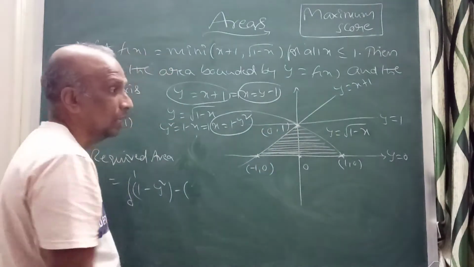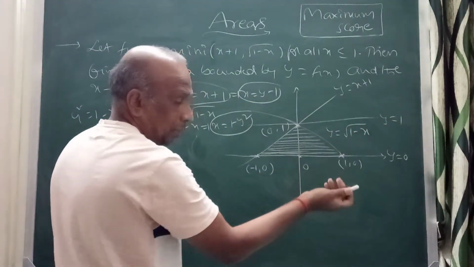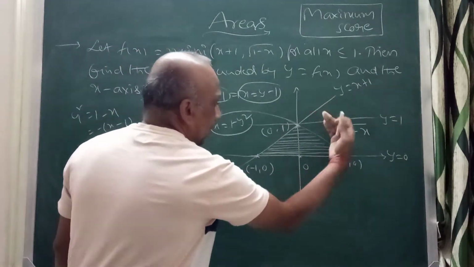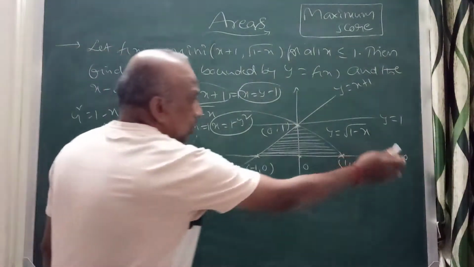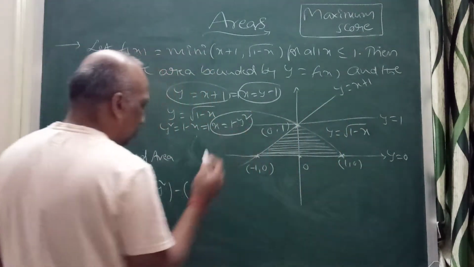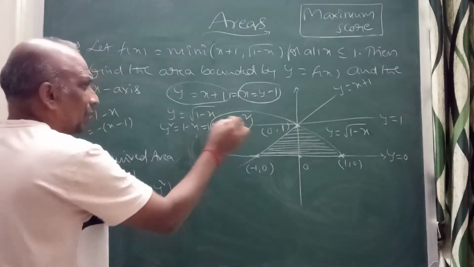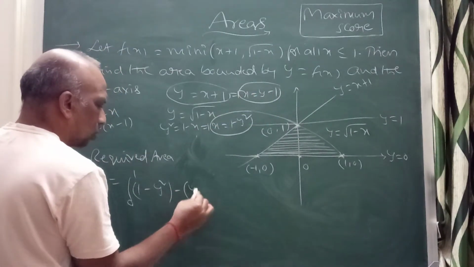Otherwise, instead of upper curve, think of it as the integral from 0 to 1 of right curve minus left curve. That will be better for you to understand. So 0 to 1, right curve minus left curve, 1 minus y square minus (y minus 1) dy.